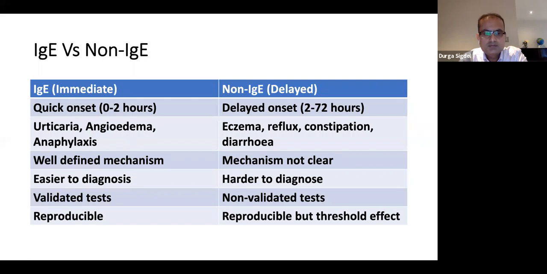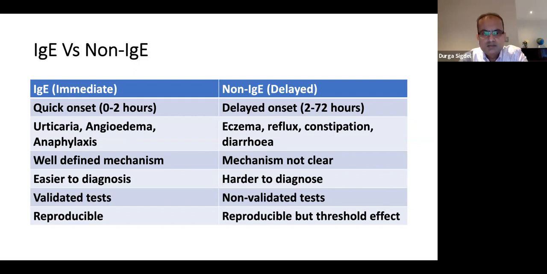Immediate type means when you're exposed to the food protein, the reaction happens immediately. It's most of the time within half an hour, but it can happen within 2 hours. Whereas in the delayed type of reaction, we don't get an immediate reaction, but the reaction can happen after hours or even days, up to 72 hours.